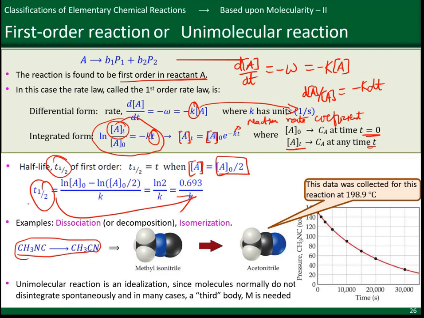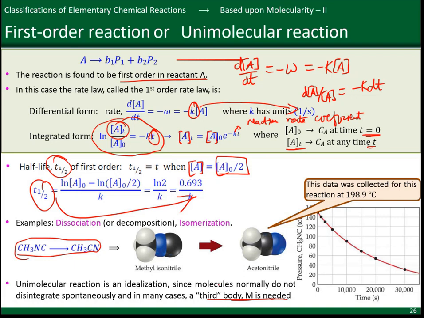But in reality, unimolecular reactions are kind of an idealization, because you usually need two molecules to collide and form products. Molecules do not disintegrate spontaneously by themselves. So in a lot of cases, we need a third body, especially when we're talking about decomposition, for example.